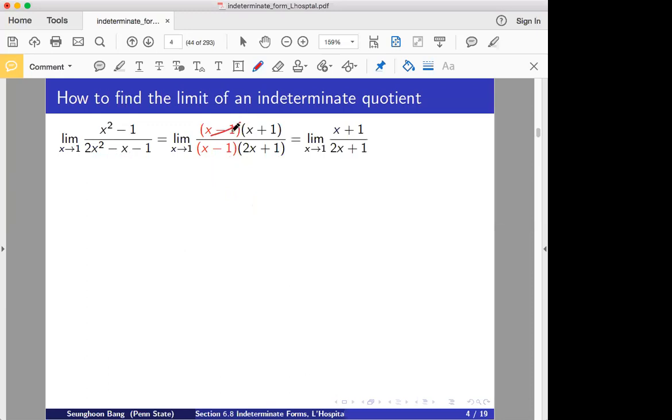Next, cross out x minus 1. So we have it. The last step is you plug 1 into x. Exactly 1 plus 1 over 2 times 1 plus 1. Answer is 2/3.